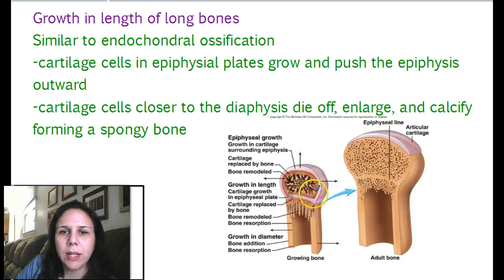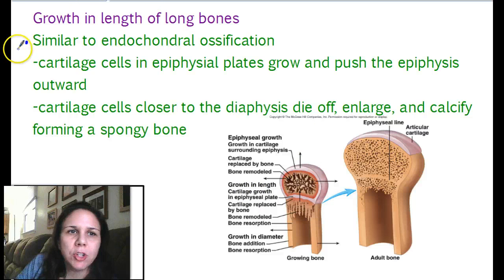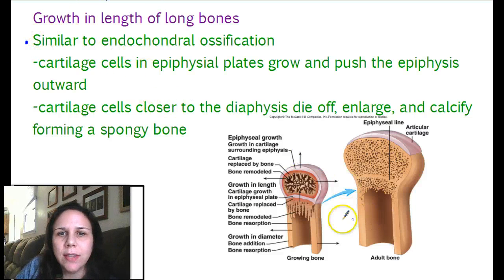Okay, so growth in length. So we said we grow in length and width, so let's take a look at length. Similar to endochondral, we mentioned that already. Cartilage cells in the epiphyseal plate, so right in here, grow and push the epiphyses outward. So he's trying to push that part out while the long bone is actually being pushed down. Cartilage cells closer to the diaphysis die off, so the diaphysis is this part, and they calcify, forming spongy bones.